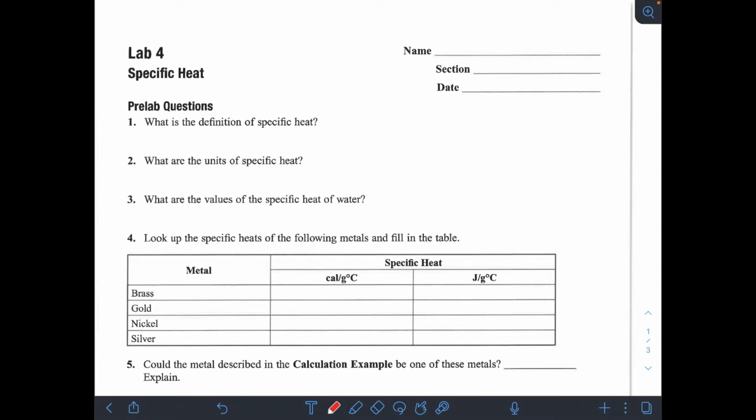For the first set of pre-lab questions, questions 1 through 3, these are all found in the background, page 43 of the lab manual. Notice question 3 says values, so there are 2 answers here. Two different specific heats of water are given in the background, so you need to provide both answers.